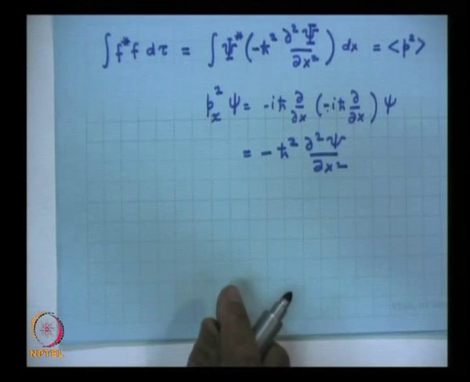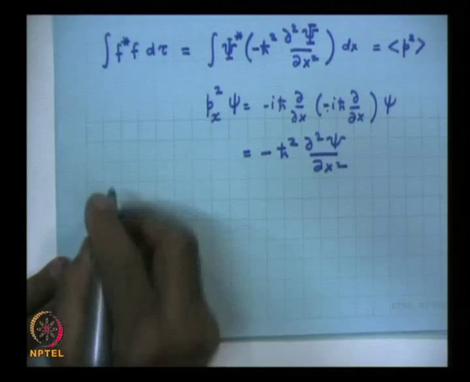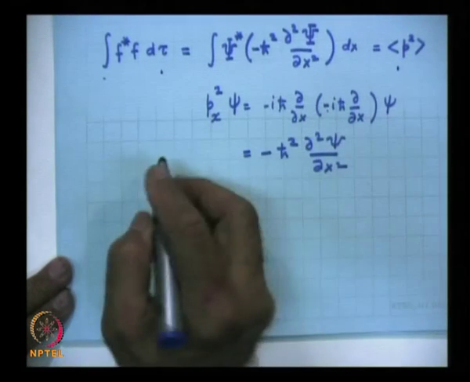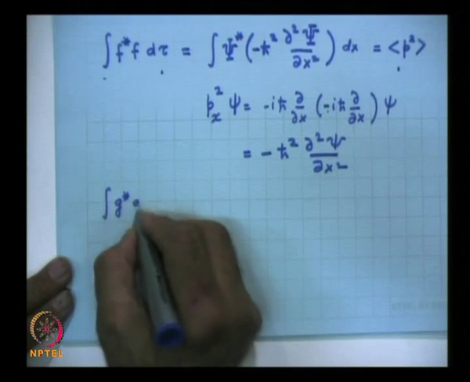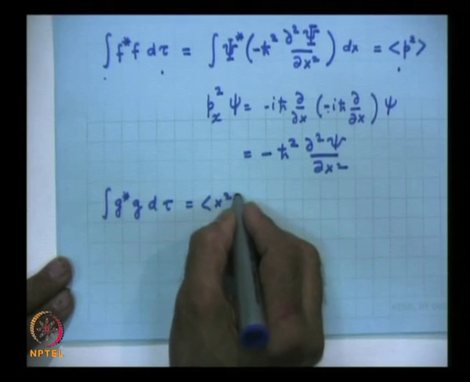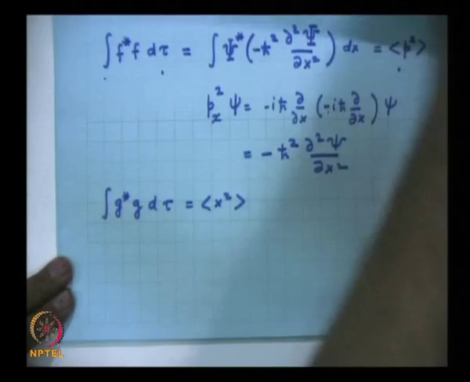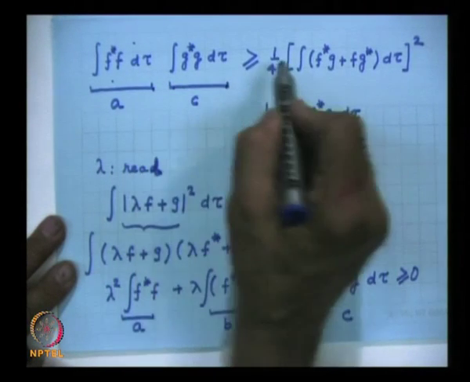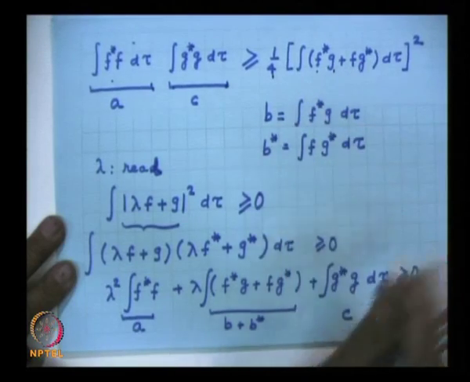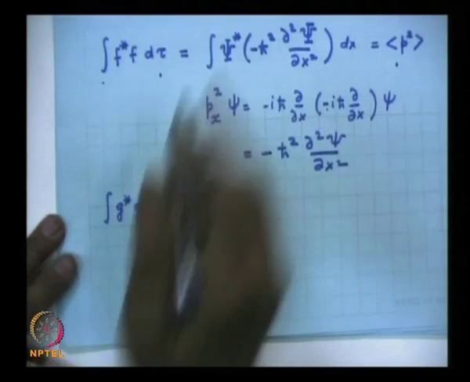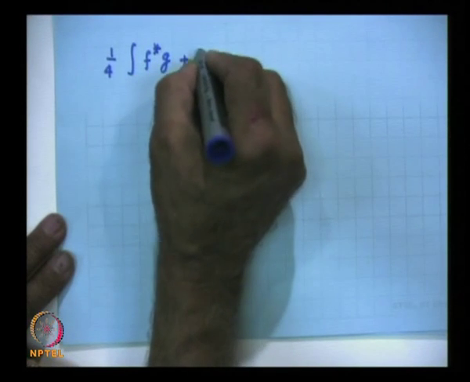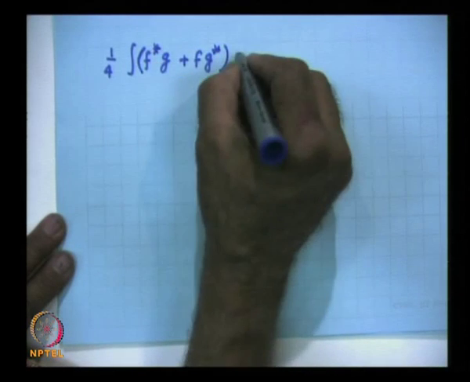And then the third term on the right hand side will be, if you remember, f star f d tau is p square, and g star g d tau we had just now obtained was equal to x square. The term on the right hand side, you see in the inequality we had, 1 over f star f, g star g is greater than or equal to 1 over 4 f star g plus f g star. So, let me evaluate this. So, f star g, let me do it on a fresh page, 1 by 4 integral f star g plus f g star, again d tau is dx dy dz.